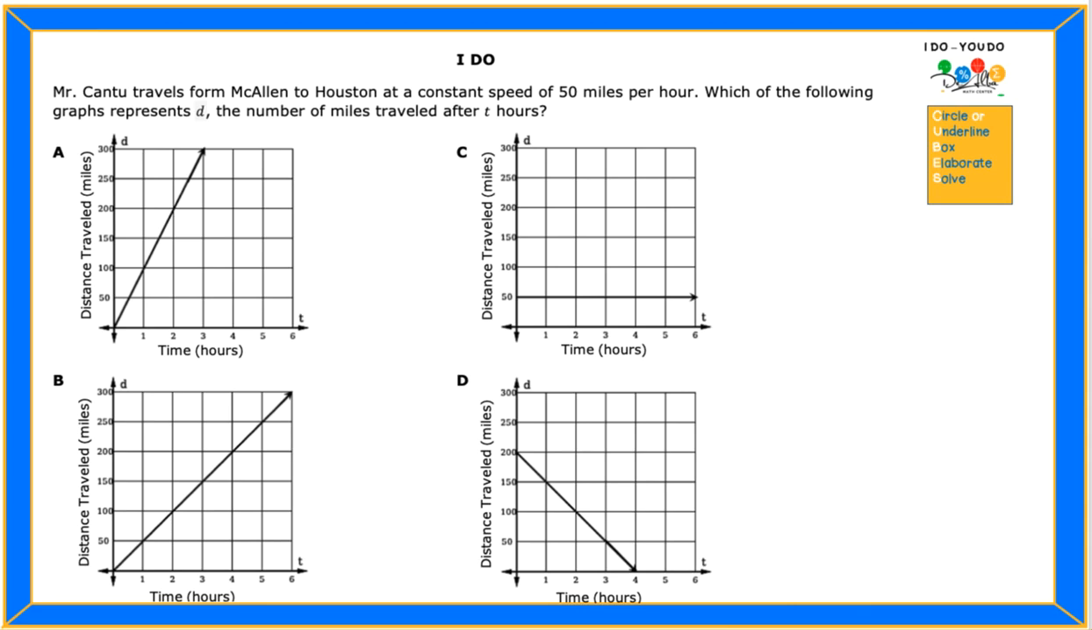We're going to start underlining important information. Here we have that he travels from McAllen to Houston at a constant speed of, okay, so the speed is 50 miles, and I'm going to put this in a different color, per hour. Now, which of the following graphs, so it looks like, which graph represents D? And D is going to be the miles traveled after T hours. And hours, I'm using this.